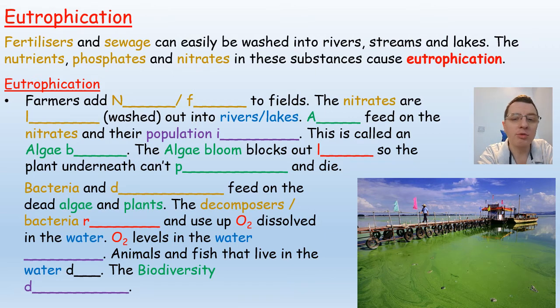But what kind of nutrients will cause eutrophication? Well, in particular, we're looking at phosphates and nitrates, and we find those both in fertilizers and in sewage, which can easily be washed into rivers, streams and lakes. So pause the video right now and just copy down this gap fill, and let's see if you can understand exactly how the process of eutrophication occurs. What would those nutrients, those nitrates, those phosphates do to the different species living within the waterway?